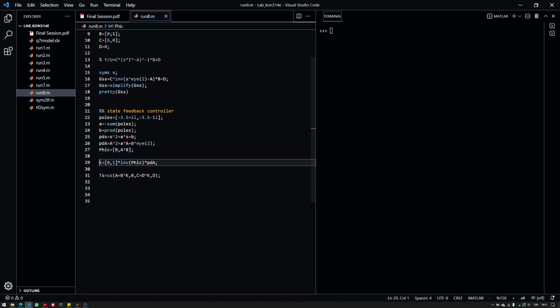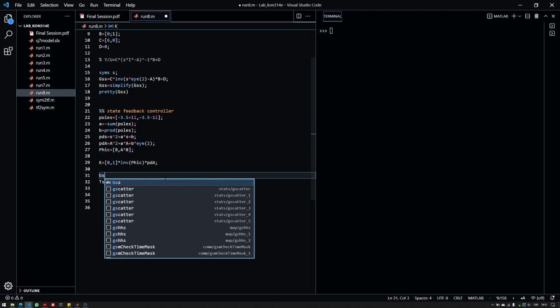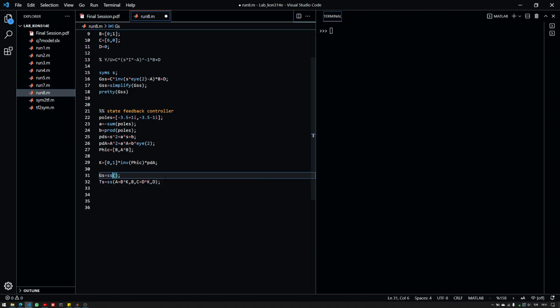So this is the closed loop. We also have the open loop. So we can also define our open loop A, B, C, and D. So let's suppress the output here.